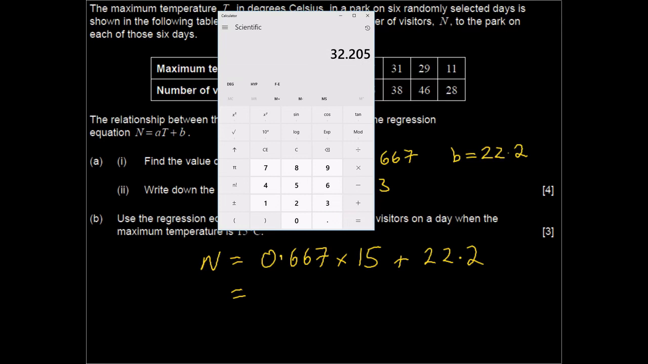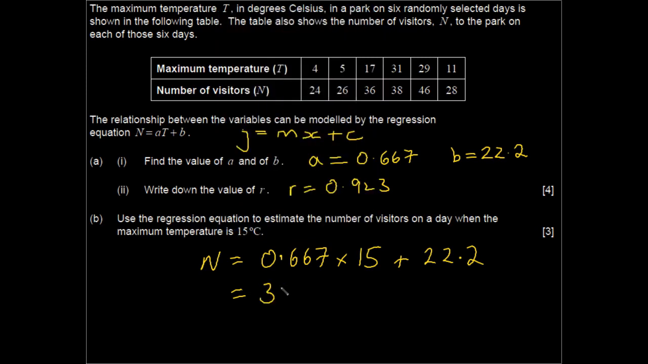Obviously I can't have 0.205 of a visitor, so I'd have to round this to the nearest integer, which would be 32. So I would expect 32 visitors on a day when the maximum temperature is 15 degrees C.